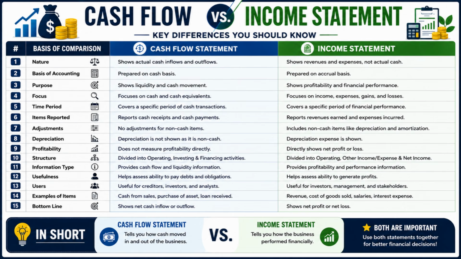Number 13. Cash flow statement is mainly useful for creditors, investors, and analysts to assess cash position, whereas income statement is useful for investors, management, and stakeholders to assess business performance. Number 14. Examples in the cash flow statement include cash from sales, loan receipts, and asset purchases, whereas examples in the income statement include sales revenue, salary expense, and interest expense. Number 15. The bottom line of the cash flow statement shows net cash inflow or outflow, whereas the bottom line of the income statement shows net profit or net loss.